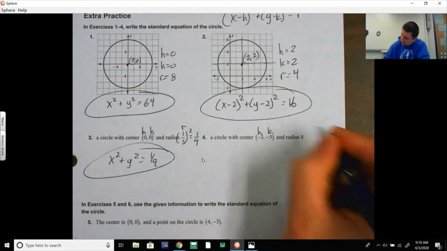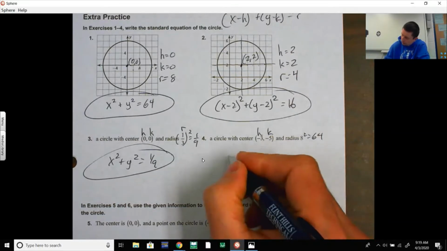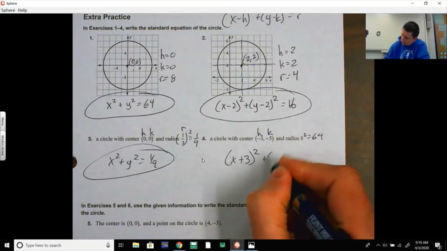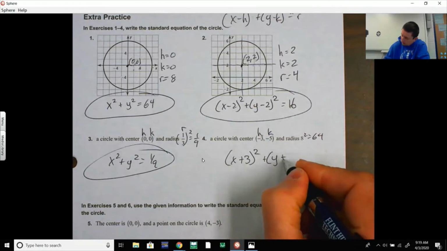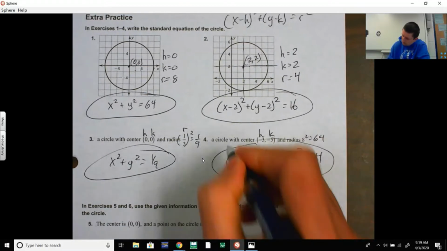Here's your h and k. Radius is 8. 8 squared is 64. That's the number you'll use. So x minus a minus 3, so (x + 3)² plus y minus a minus 5, so that's (y + 5)² = 64. Boom.